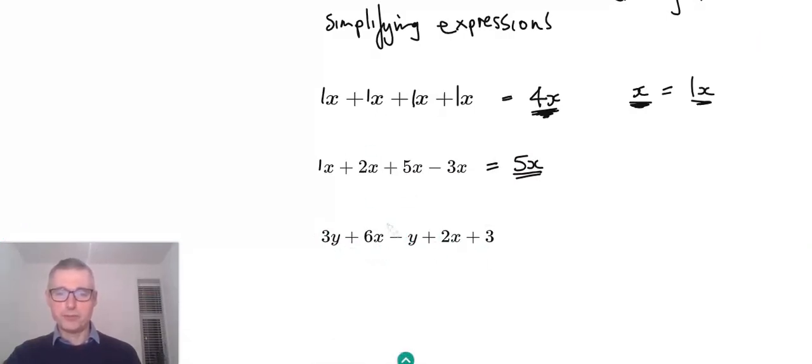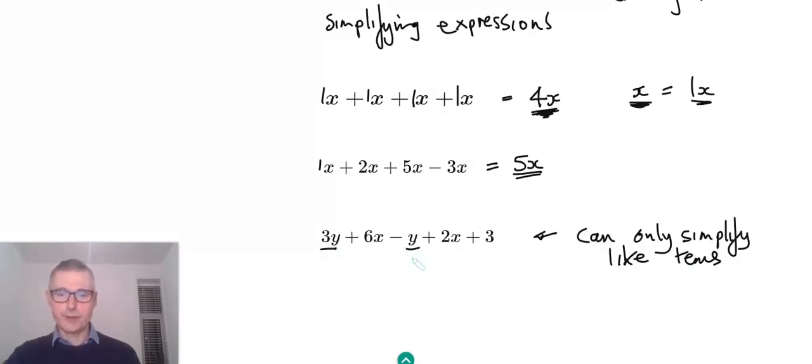Now, the next example that I've got here, we've got a combination of x's and y's. So, as I said before, we can't add x's to y's. We can't add things that are different. So we can only simplify like terms. So the like terms here are the y's and the x's. And then we've got just a number on its own there.